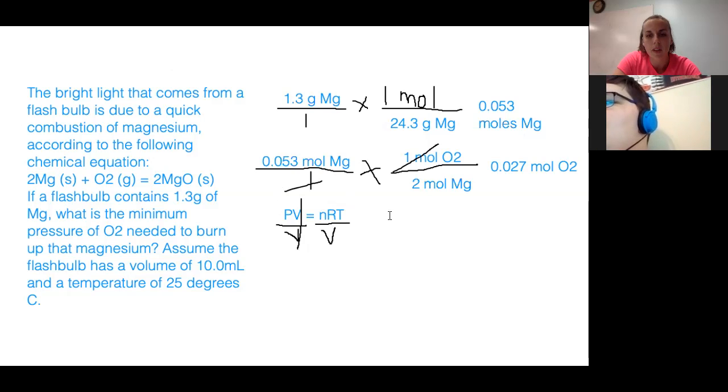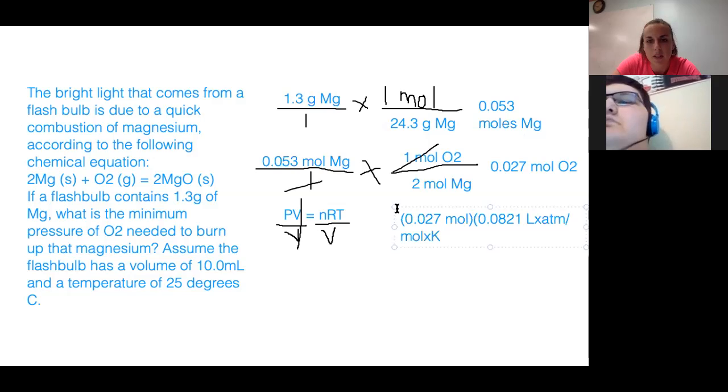So the number of moles is here. We just figured it out because we're solving for pressure for oxygen. So number of moles is going to be 0.027 moles. And my R constant you memorized, or you should be memorizing, is 0.0821. And the important part here is the unit. So it's liters times atmospheres divided by moles times Kelvin.